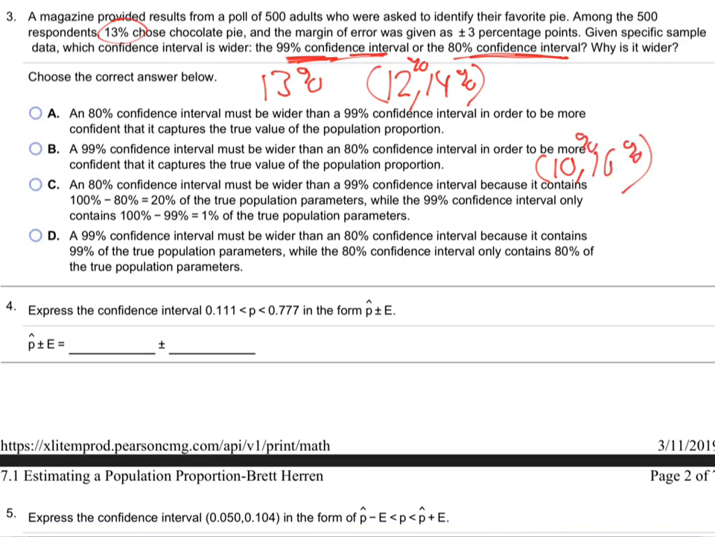That's a wider interval. If you had to bet your life on it, and you're saying the real percentage, the election day's coming, everybody's going to vote what their favorite pie is. November 11th, we're going to vote for pie instead of whatever. What's our favorite pie?